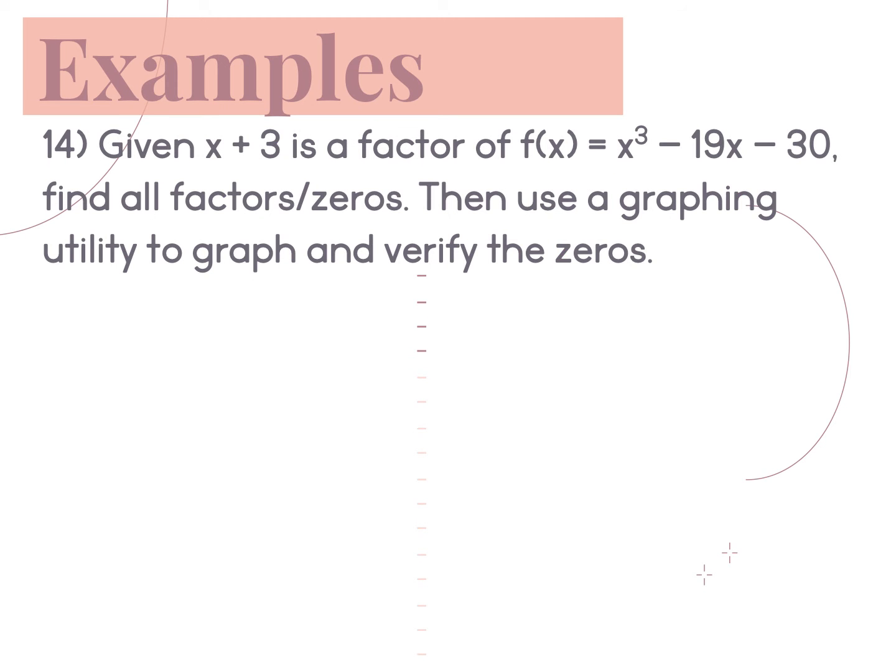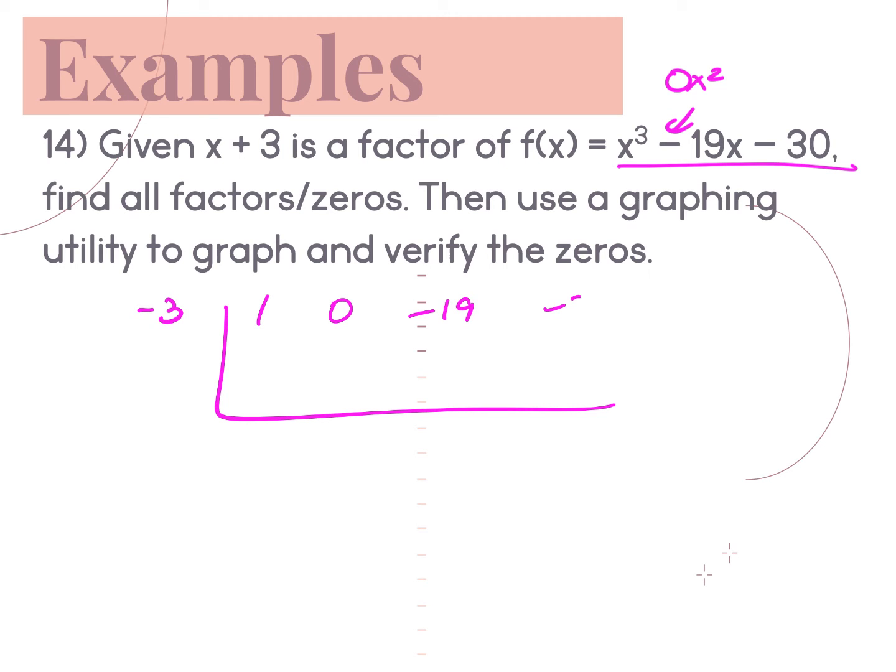All right, so this is like the big one. This kind of puts it all together. So this says, given that x plus 3 is a factor, find all the factors of the zeros and then use a graphing utility to verify the zeros. So on the outside goes what? Negative 3. This time I'm missing stuff. I'm missing an x squared, so this would be 0x squared. And I would end up with 1, 0, negative 19, and negative 30.